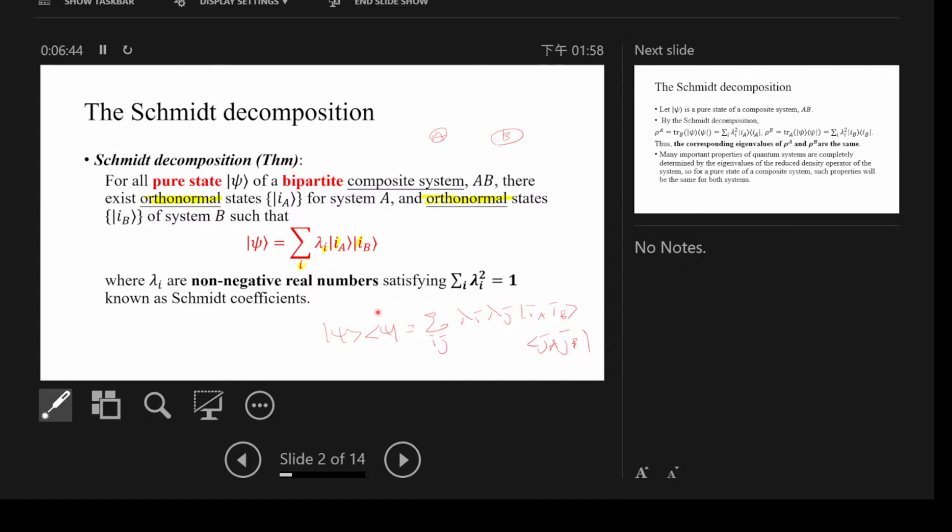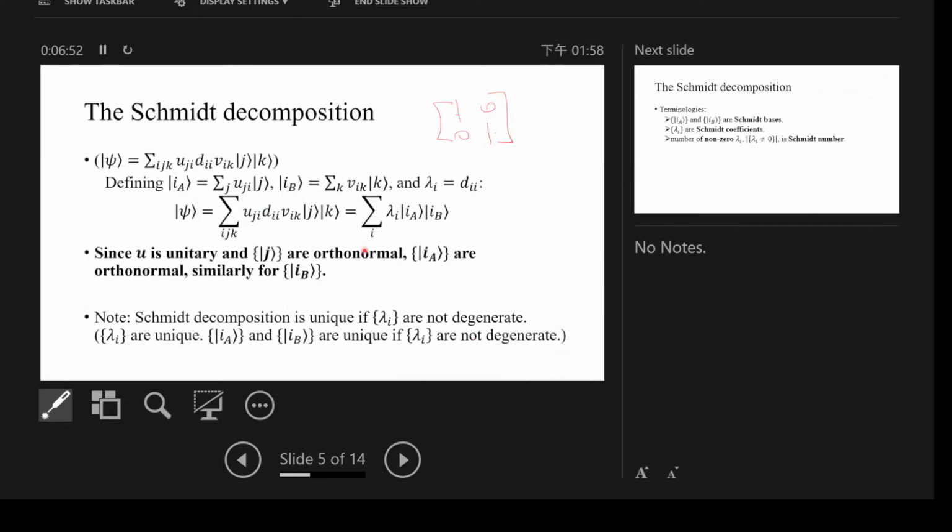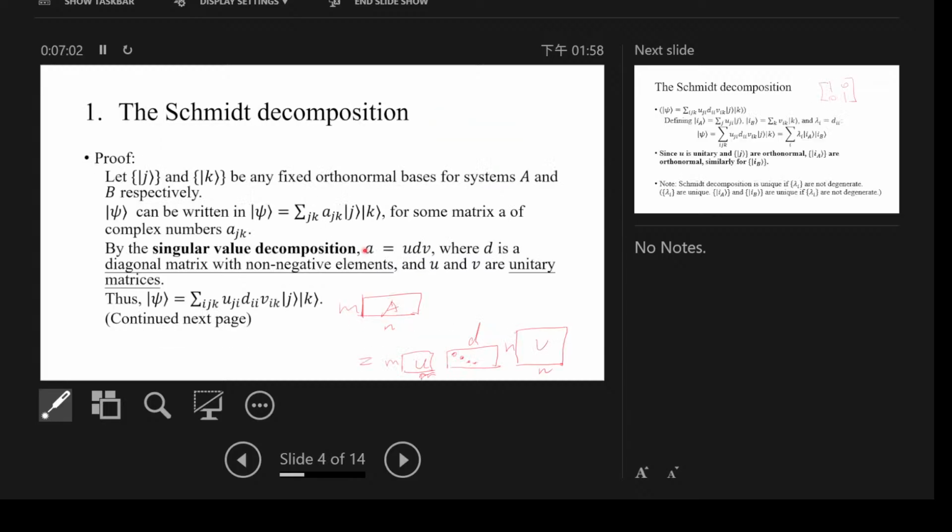Let's first prove that everything has a Schmidt decomposition. As we said, this is not true if we just write down an arbitrary orthonormal basis on systems A and B. And yeah, the proof has two directions.